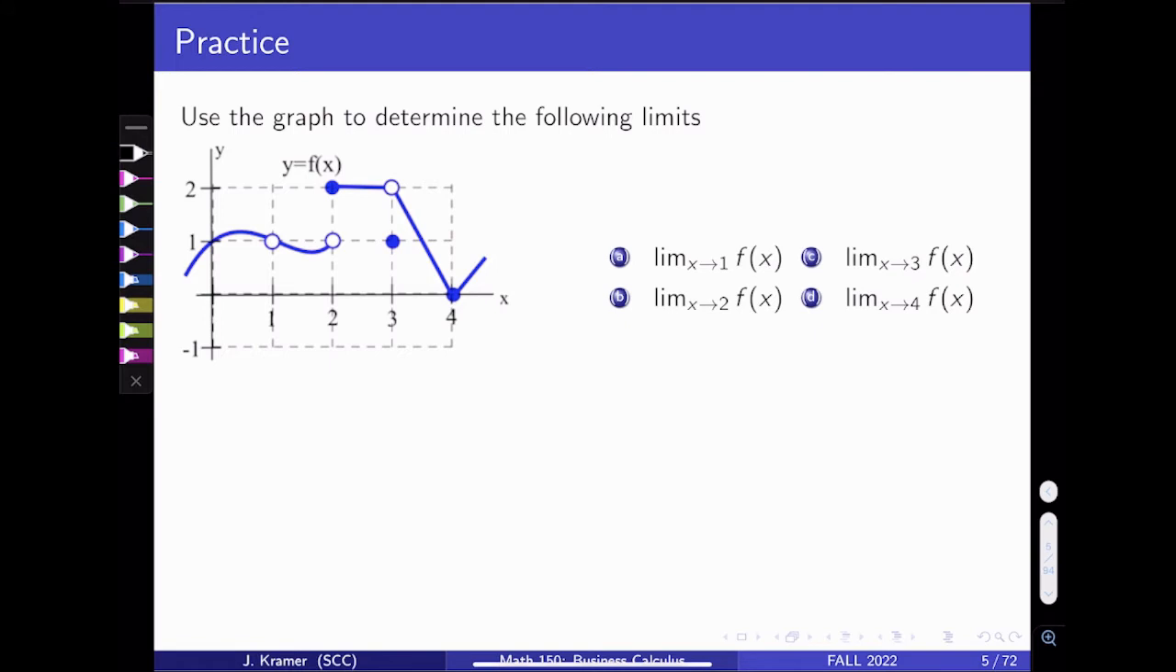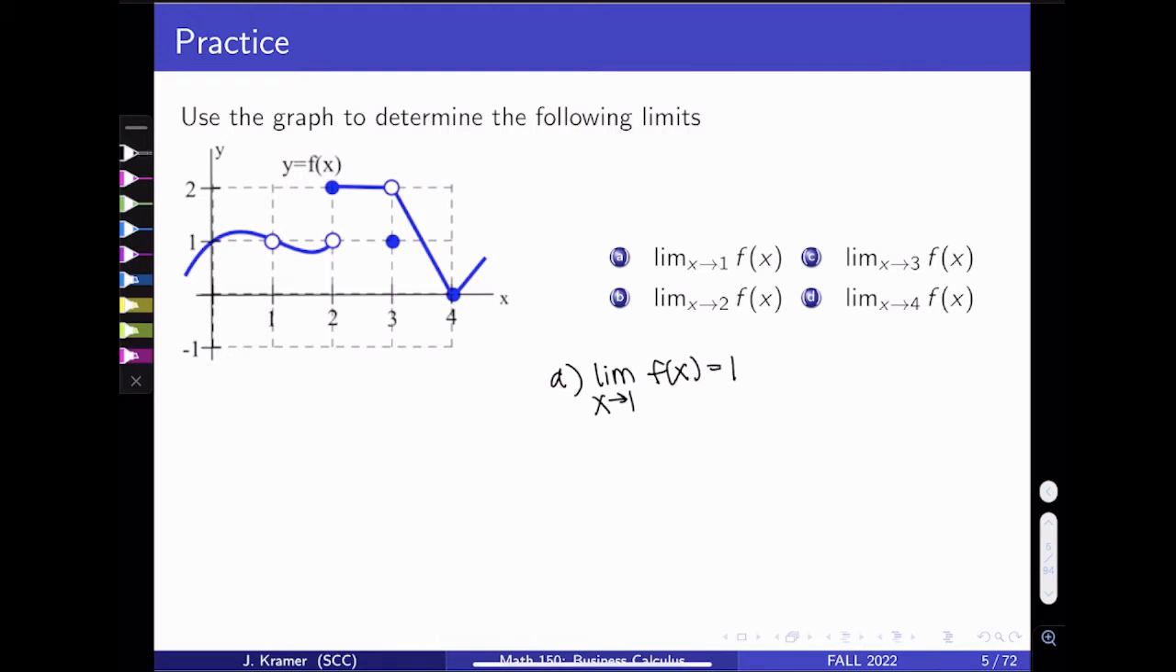If we look at part A, this is read the limit as x approaches 1 of f of x. F of x is this blue graph right here given in the problem. So we're going to look to the left and to the right of 1 on the x-axis. So we're approaching x equals 1 from the left and the right, and we want to see what the function values are approaching. We notice that the function values are approaching L equals 1. So for part A, we would say the limit as x approaches 1 of f of x equals 1.